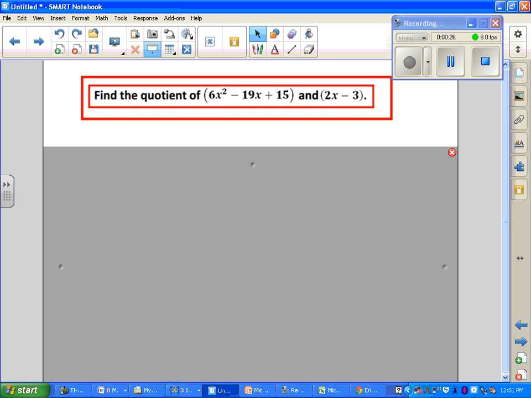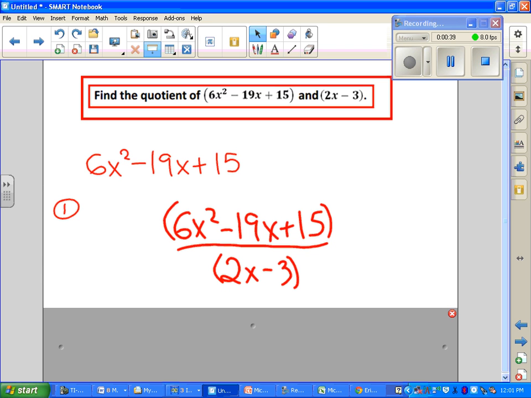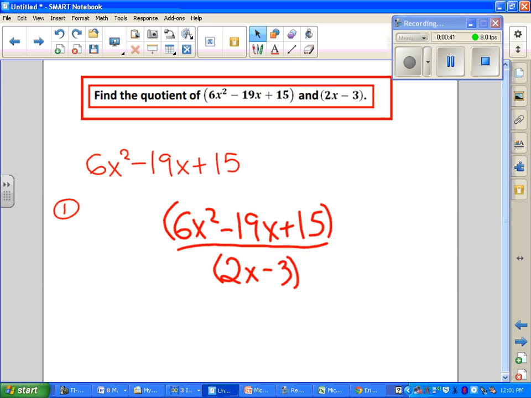So the word quotient means you're dividing, and don't freak out when it looks like that. The second term, the 2x minus 3, is going to go on the bottom. So it'll look like this: 6x squared minus 19x plus 15, divided by 2x minus 3. You guys can all do this.